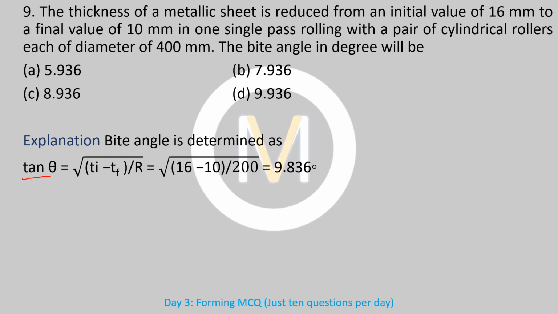So in this case, the initial thickness is 16 mm, the final thickness is 10 mm, divided by the radius 200 mm, and we have to take the tan inverse of this function. So we'll get the bite angle theta as 9.8. So we can have D as the correct answer.